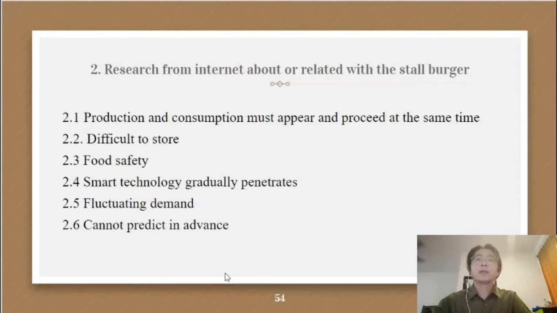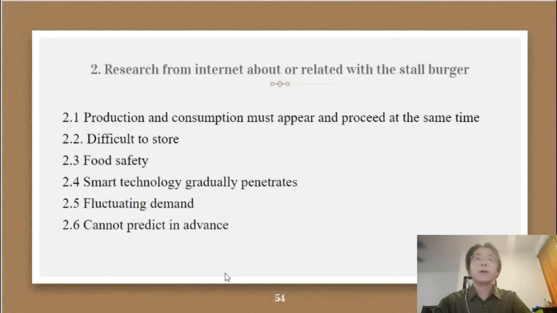And the fourth is smart technologies, which means that with IT development, more takeaway applications have come out, like Foodpanda. People don't need to go out to order food and take it back to their home. So it's really important for a street-style burger seller to know how to use those smart technologies.